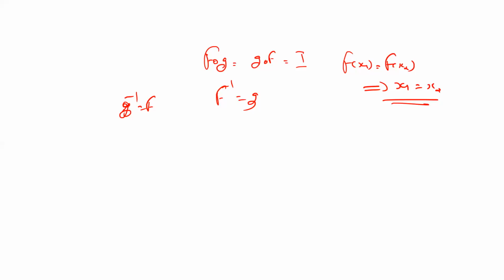What is on 2? How to show that a function is on 2? For every y in the codomain, there exists an x such that f of x is equal to y. Or another definition is what? If range is equal to codomain, then you can say that function is on 2. So if a function is both 1 1 and on 2, then we will call it a bijective function. A bijective function only has an inverse.